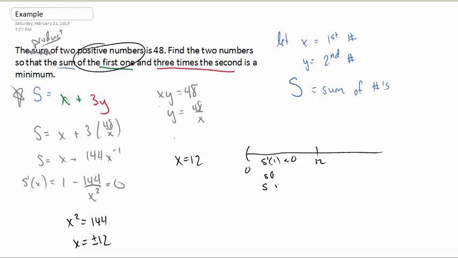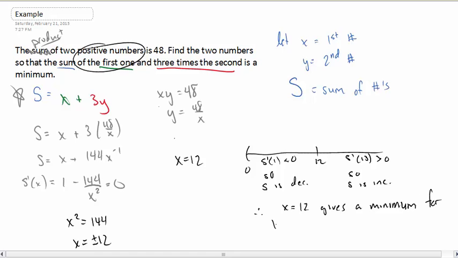So s is decreasing. S prime of 13 is going to be greater than 0. So s is increasing. Therefore, x equals 12 gives a minimum for the sum.